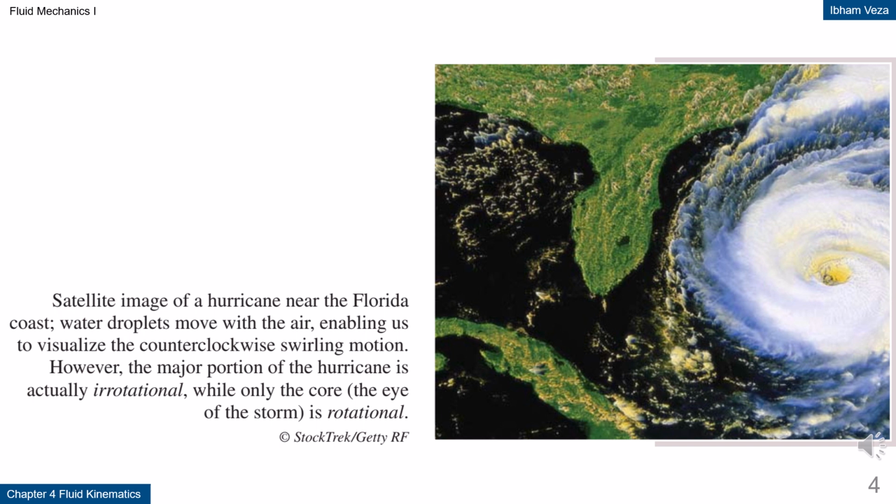Satellite image of a hurricane near the Florida coast. The satellite image of the hurricane shows how water droplets help visualize airflow patterns. A large, swirling motion is visible, giving the impression that the entire system is rotating. Physically, however, most of the flow is actually irrotational, and only the core is truly rotational. This shows that circular streamlines do not always imply local rotation. This example emphasizes the importance of distinguishing between flow patterns and actual fluid rotation.